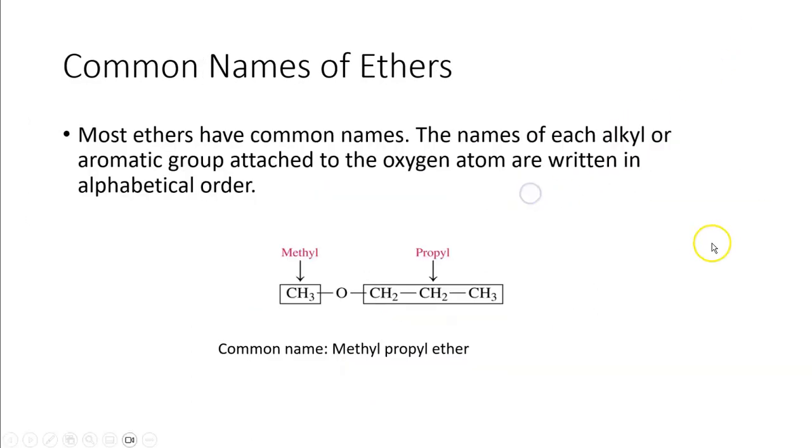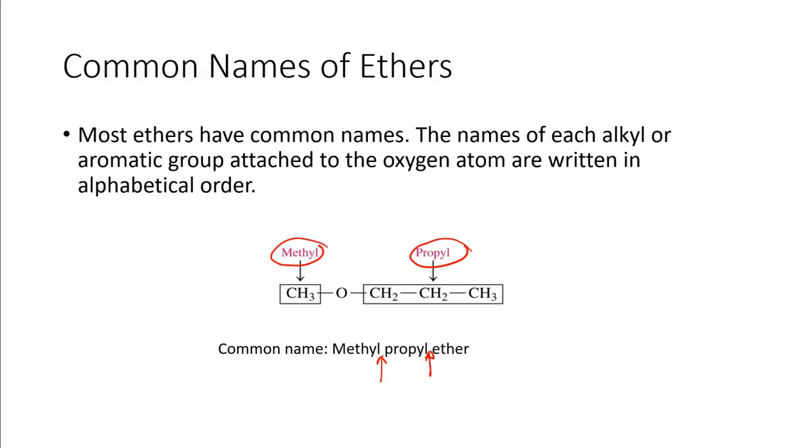Now, the common names of ethers are very simple. You just have to again identify the two parts on either side of the oxygen atom, and then simply name them as alkyl groups. Both parts are named as alkyl groups, methyl and propyl, and the name will be methyl propyl ether.